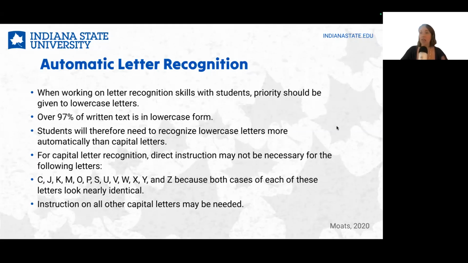This starts even in the very beginning of a student's education with their learning and becoming automatic with even letter recognition. So if you are working with students in your class, by the time they get to middle school, I'm sure they won't be working on their letter formation, but it does play an important part in their reading development, and it's worth mentioning here. Over 97% of written text is in lowercase letters. When students are learning to form their letters, because they're going to see lowercase more, so they should recognize those first.